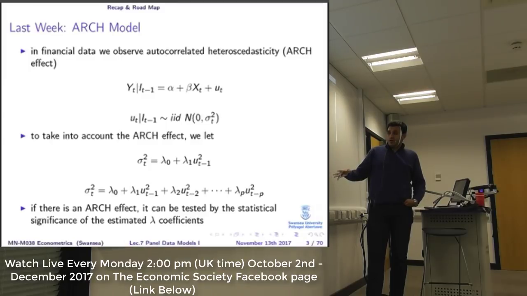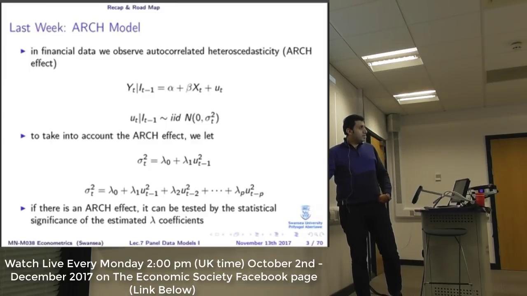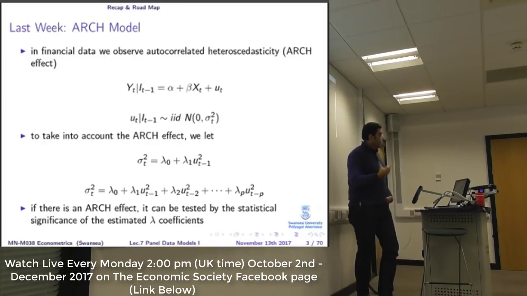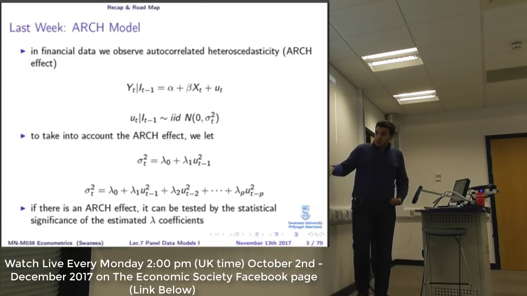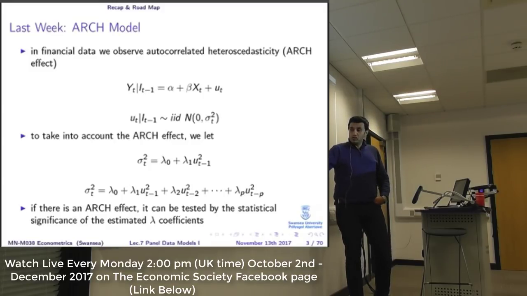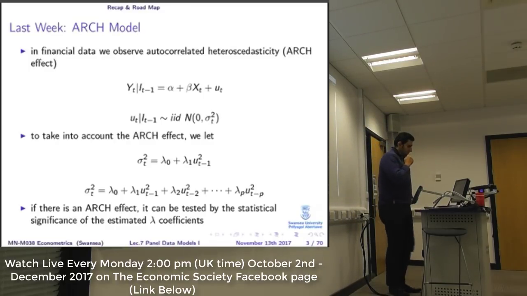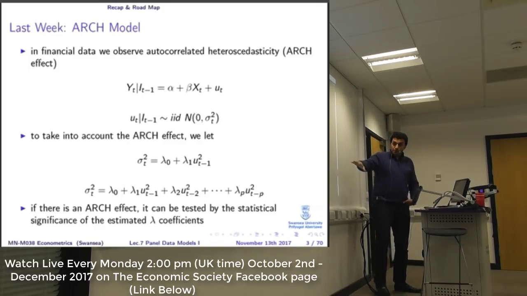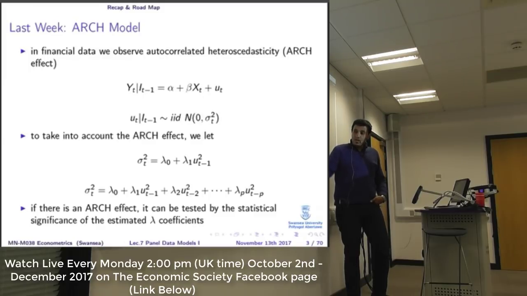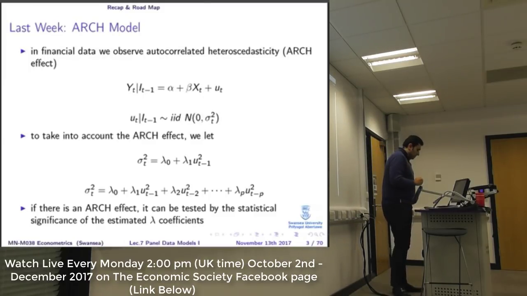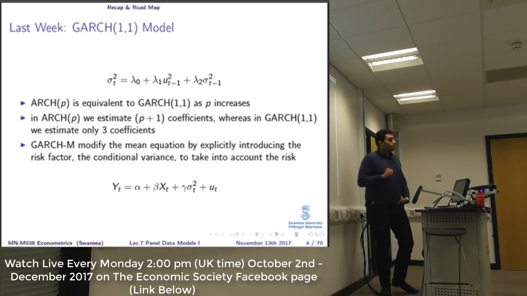We can test whether these coefficients are statistically significant or not. If they are, then this is evidence we have an ARCH effect, and this is something that we need to account for in the model. If these lambdas are found to be not statistically different from 0, that means we have no evidence of an ARCH effect, and that will make sigma t squared equal to lambda 0, which means this is likely a homoscedastic error, and this is the usual way we model this. But if these were found to be statistically significant, that means we have an ARCH effect, and we should keep this in the model. We should account for this in the model.